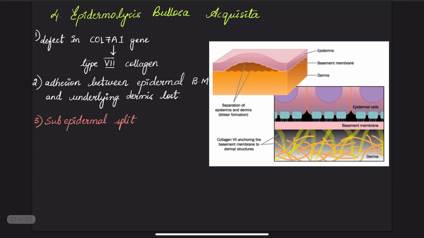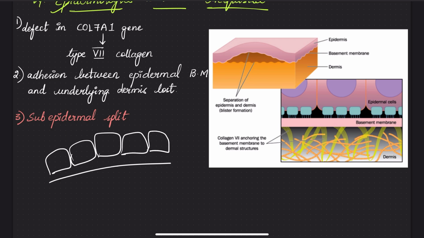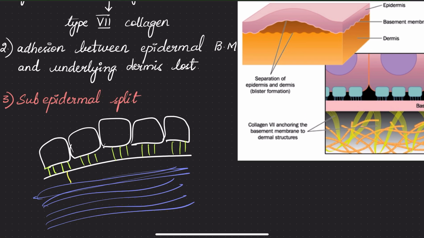Next, we will study epidermolysis bullosa acquisita. As I have explained earlier, this is the basement membrane. Upon it are the cells of stratum basale. The cells are attached to the basement membrane with the help of hemidesmosomes, and beneath the basement membrane is the dermis, the collagen fibers of the dermis. The basement membrane is also attached to the dermis with the help of anchoring fibrils.